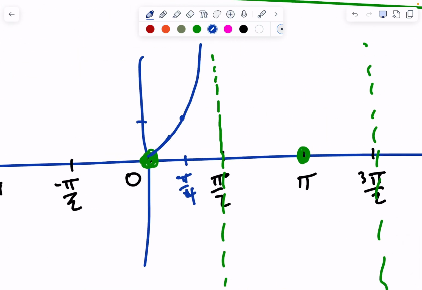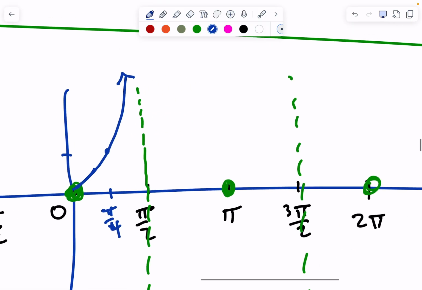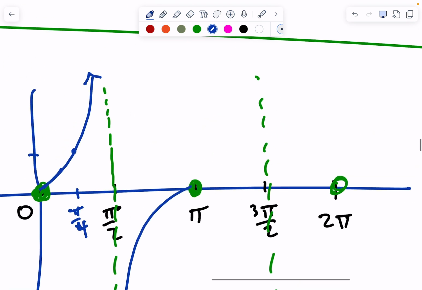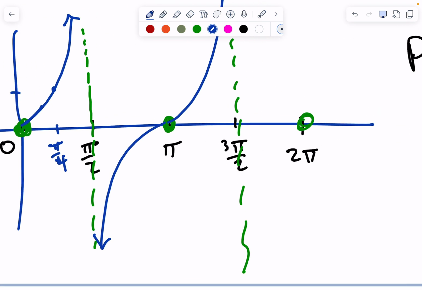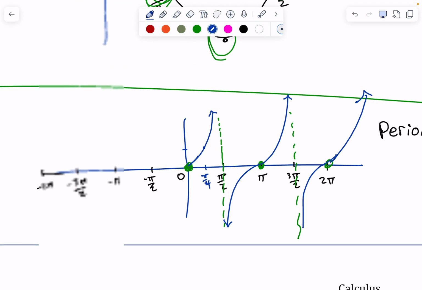So he looks like this. The closer you get to pi over 2, he goes up without bound, up to infinity. Put it on the other side, and over here he goes like this. He looks kind of like x cubed almost, and then he copies and pastes himself.